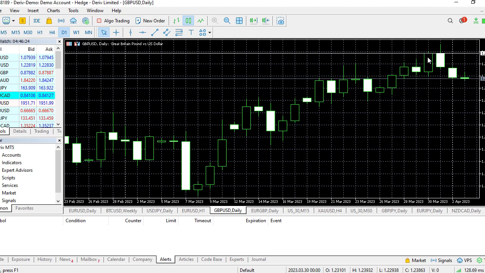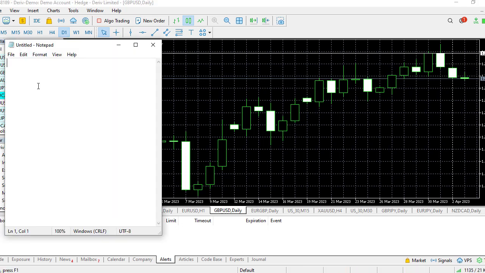The closing price was 1.23863. Check that too. Yeah. On my notepad, of course, the current price right now is lower than that price. So I just type in GU D1 greater than 23863. So that's how I come up with these values.